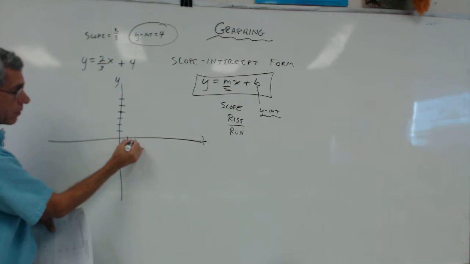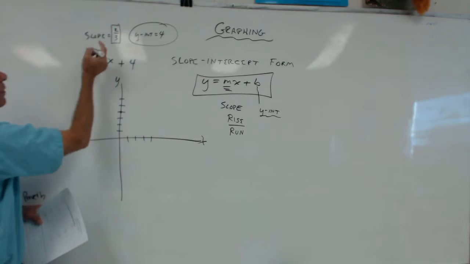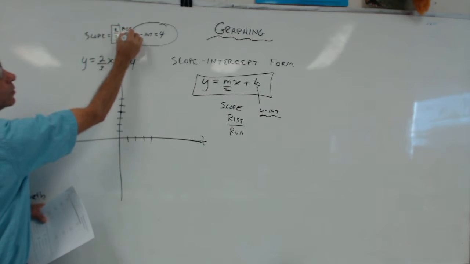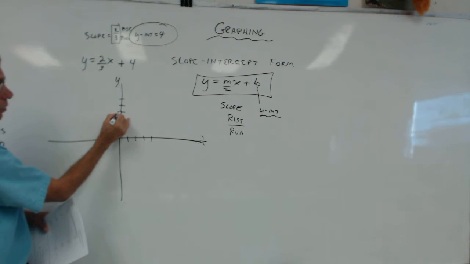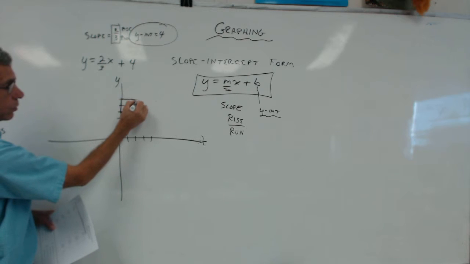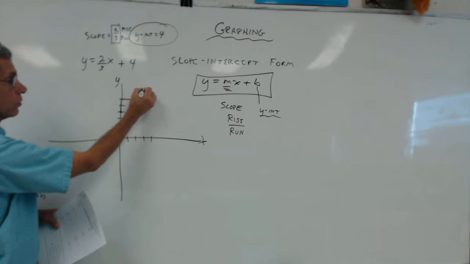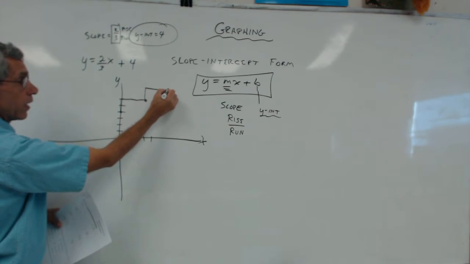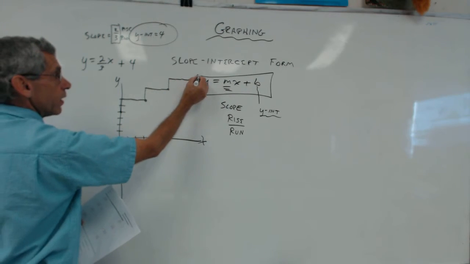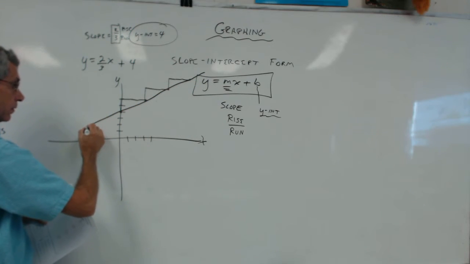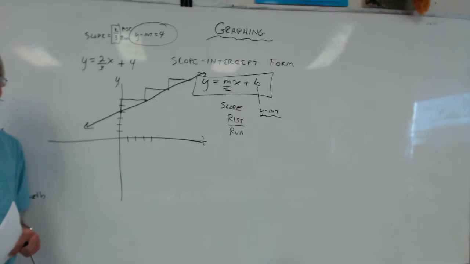Then I do my rise over run, my slope. I rise 2 and I run 3. So from here, I'm going to rise 2, 1, 2, and run 3, 1, 2, 3, and I put a dot. And I could do again, rise 2, run 3, put a dot. I could do it again if I want. And I will have a straight line. And I just graphed it. You can graph lines in slope-intercept form in under 10 seconds.